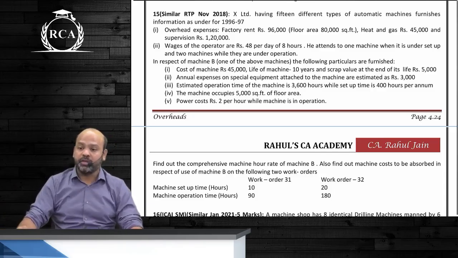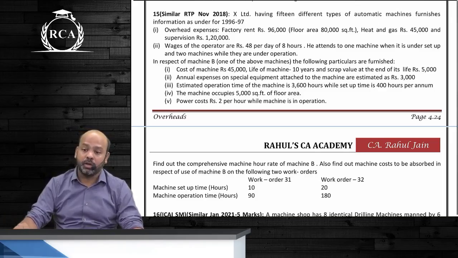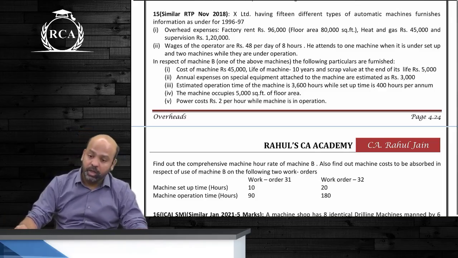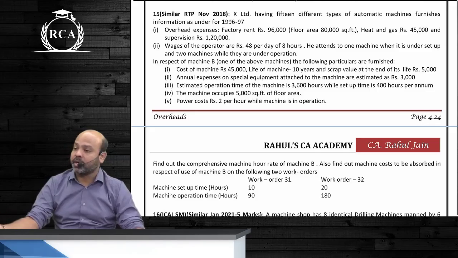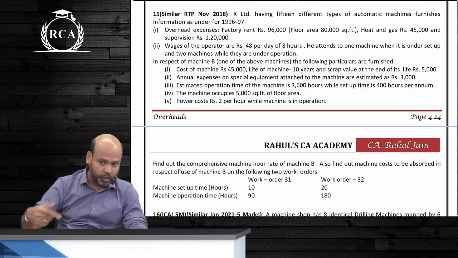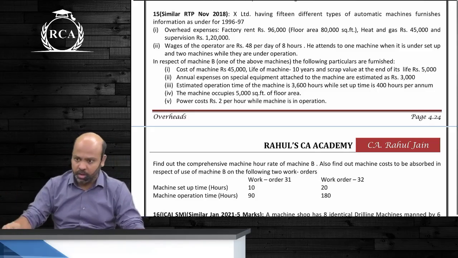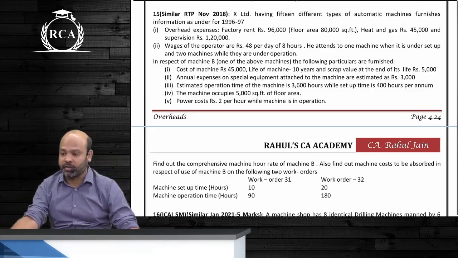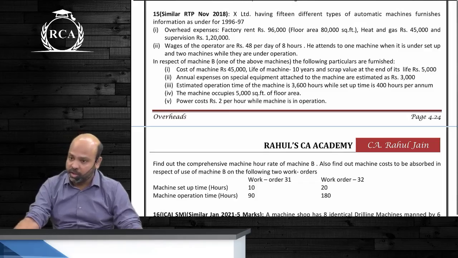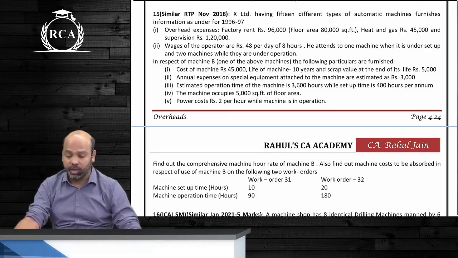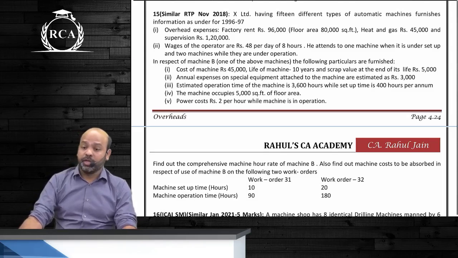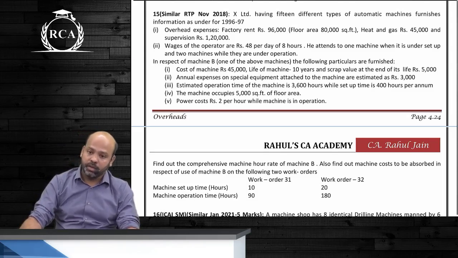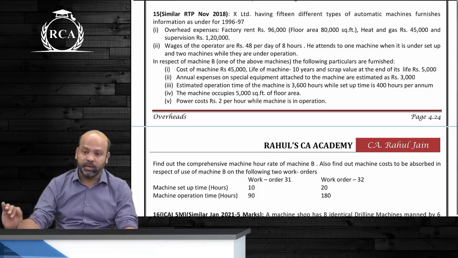In a few questions, they might tell us that setup is unproductive. Setup is basically the time that is required to make changes to the machine before you manufacture a product. When you're shifting from one product line to another product line, there are various components that might have to be changed. All of that will come under setup. So if the question says setup is non-productive, even that should be eliminated.